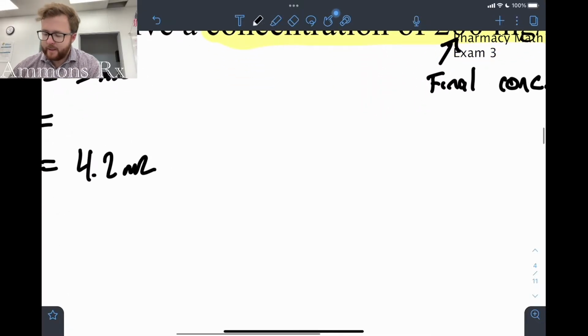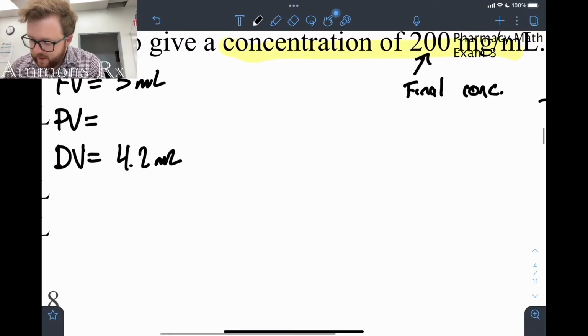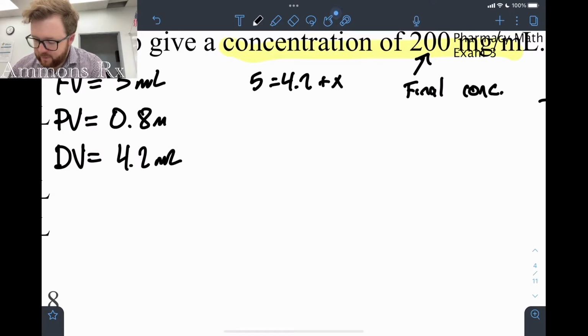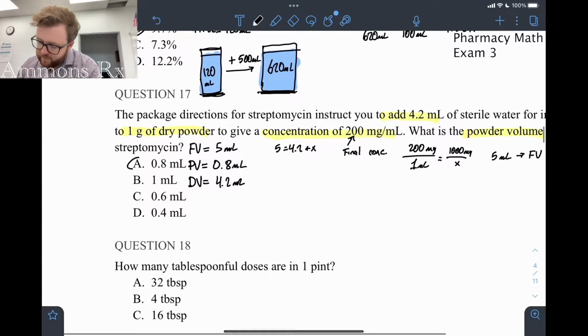Okay, and like I said earlier, if you have two components in an equation with 3, 5 is equal to 4.2 plus x, that x is going to equal the difference, right? 5 minus 4.2 is 0.8. So 0.8 is going to be my powder volume.